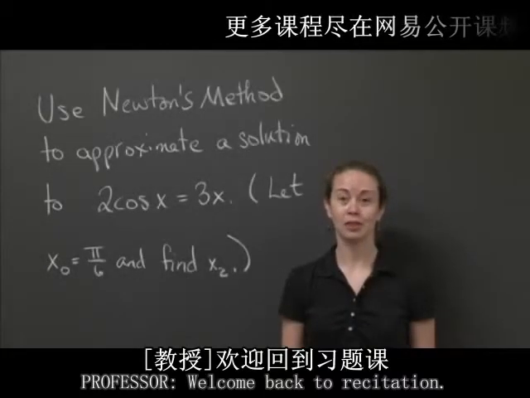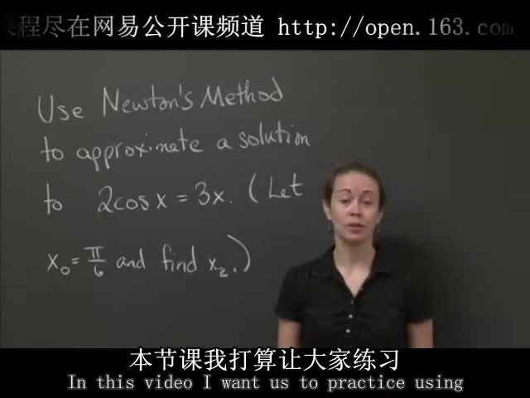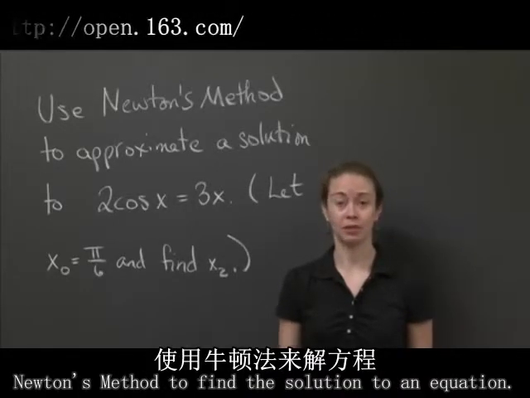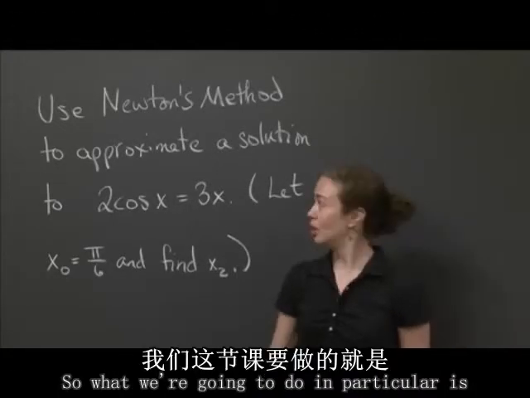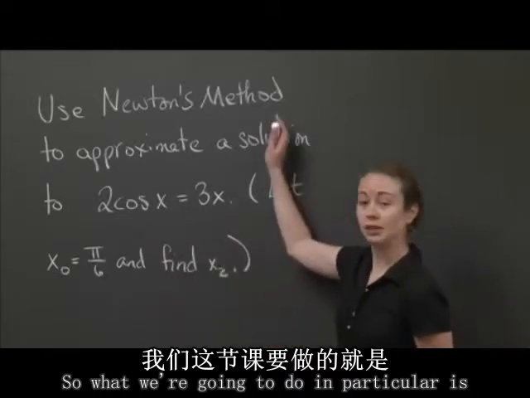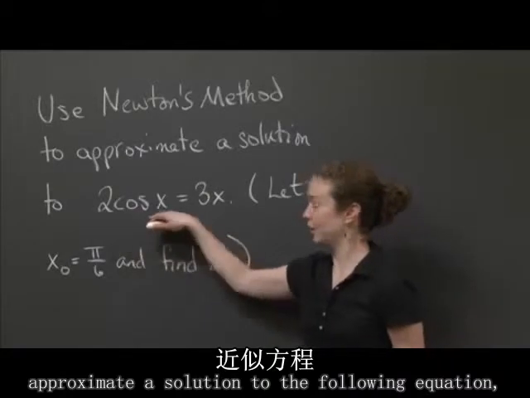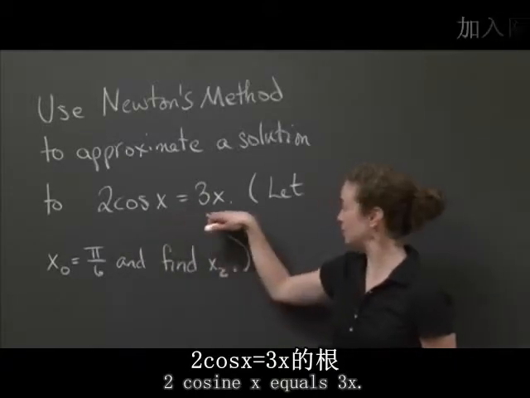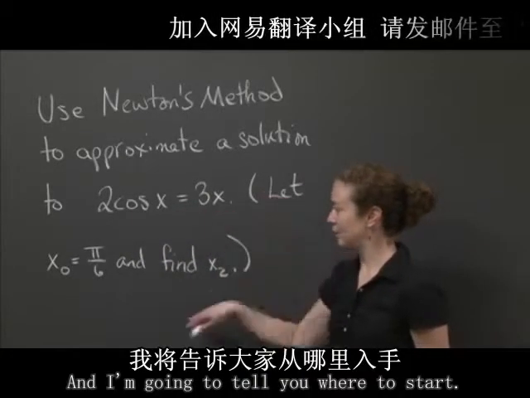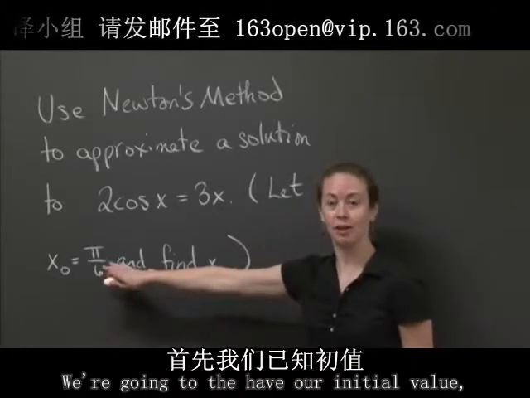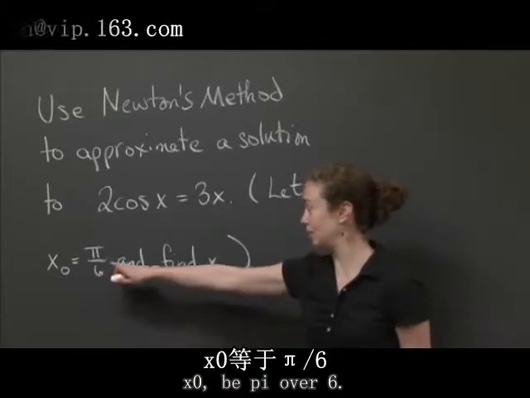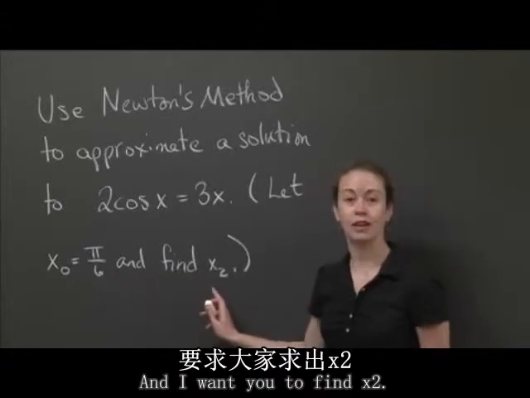Welcome back to recitation. In this video, I want us to practice using Newton's method to find the solution to an equation. So what we're going to do in particular is use Newton's method to approximate a solution to the following equation, 2 cosine x equals 3x. And I'm going to tell you where to start. We're going to have our initial value, x naught, be pi over 6. And I want you to find x2.